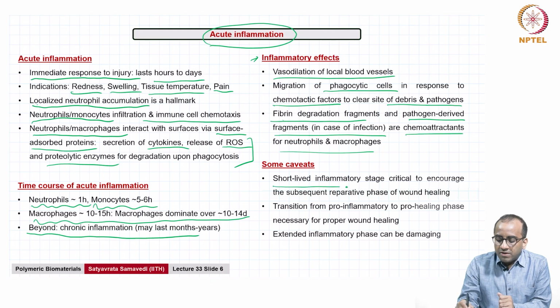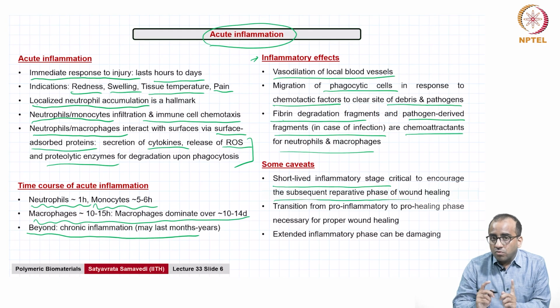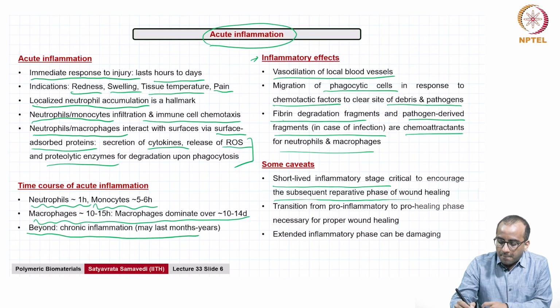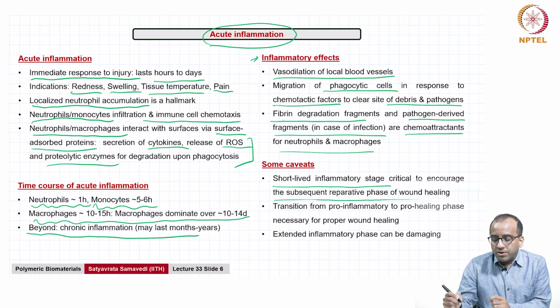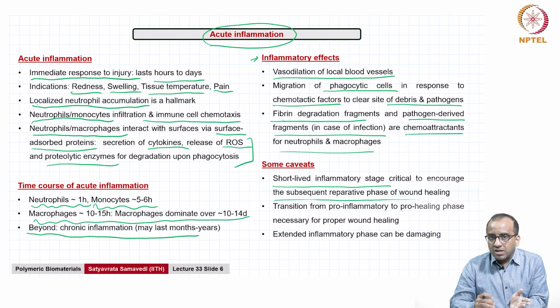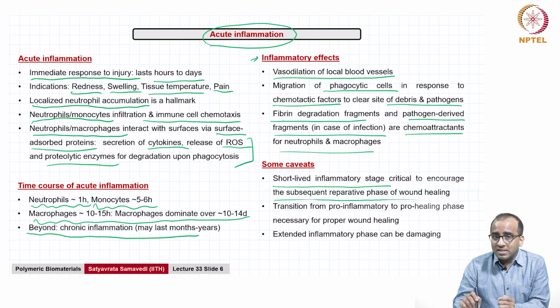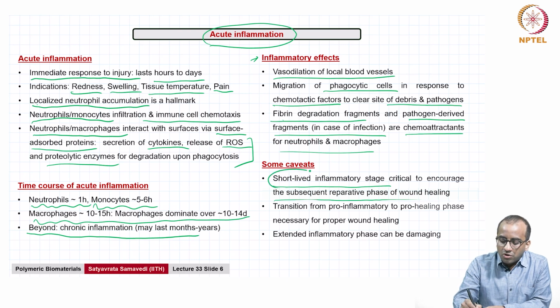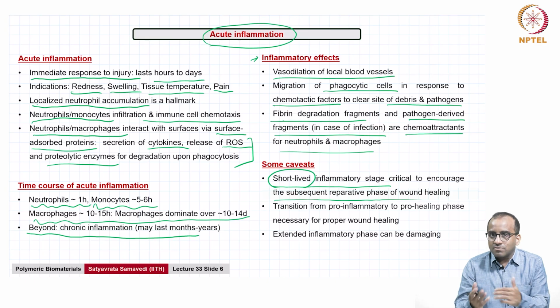A short-lived inflammatory stage is very, very critical to encourage the subsequent reparative phase of wound healing. And that's critical because if you don't have the initial inflammatory phase, then you're not going to have other processes that follow thereafter for repair and wound healing. So, the inflammatory stage is quite critical. Where it becomes a problem is when it is not short-lived. That's when it becomes chronic.